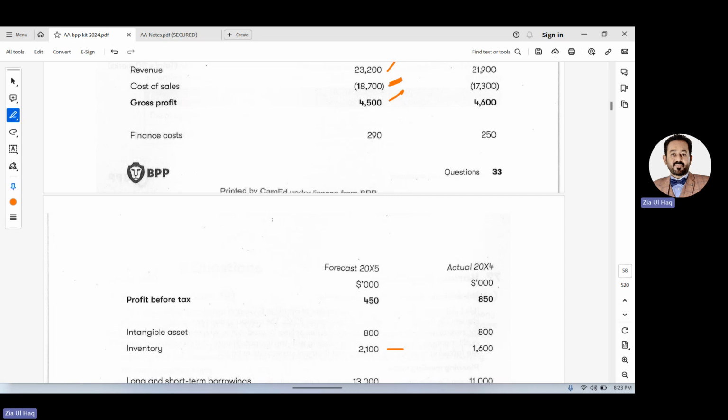Please calculate inventory days for both years. Inventory days: inventory over cost of sale into 365. How many days in a year? 365. I'm assuming you people have studied financial accounting. There was a chapter in financial accounting, interpretation of financial statements, ratios.